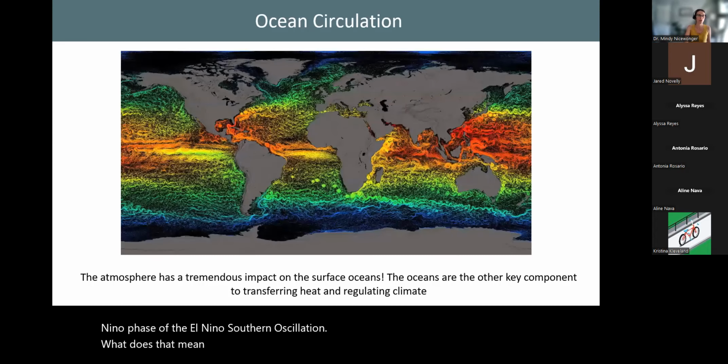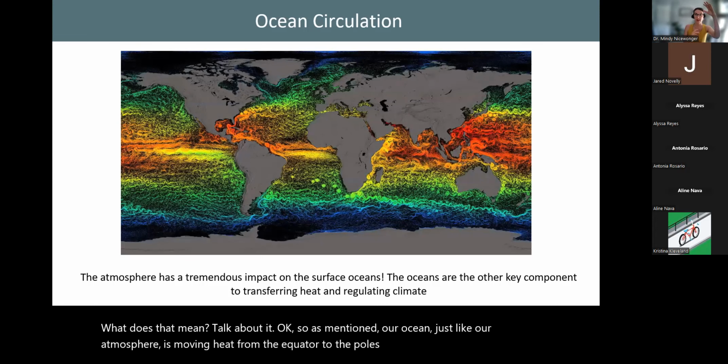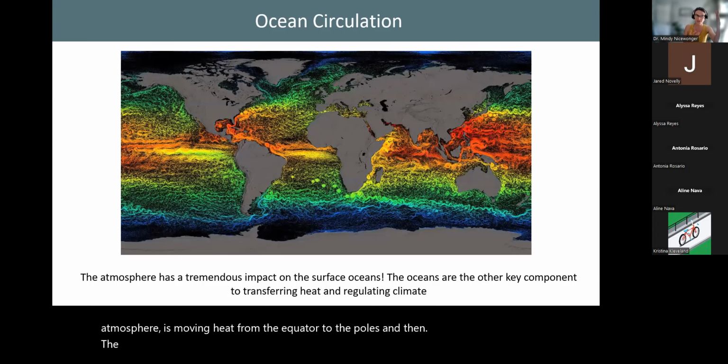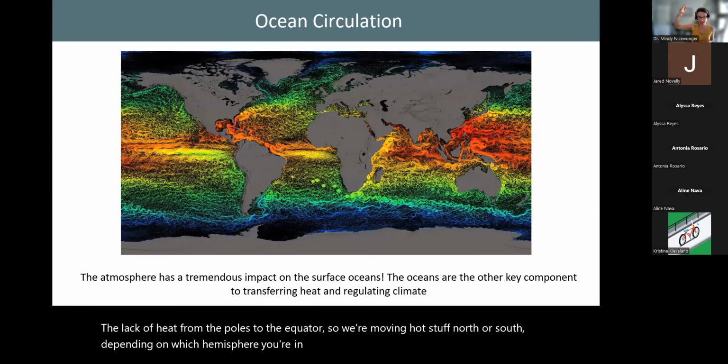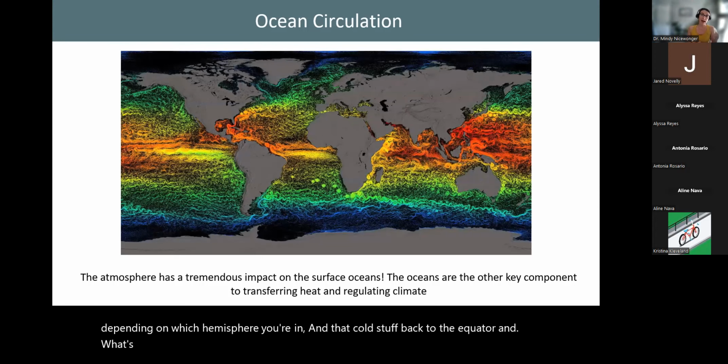Okay, so as mentioned, our ocean, just like our atmosphere, is moving heat from the equator to the poles, and then the lack of heat from the poles to the equator. Okay, so we're moving hot stuff north or south, depending on which hemisphere you're in, and that cold stuff back to the equator. And what's important is that the atmosphere actually has a tremendous impact on our surface oceans.